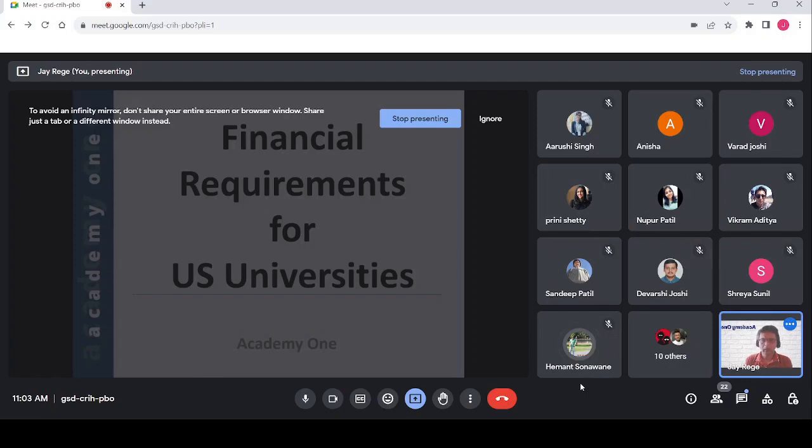Welcome everybody, and in today's discussion, we will talk about what the financial requirements are for US universities. Most of you here are applying for the US. If someone is applying to other countries, say the UK, the requirements are slightly different, but today's discussion will focus on US universities. Because very few of you are applying to the UK and maybe Canada, we can take that discussion later on a one-to-one basis.